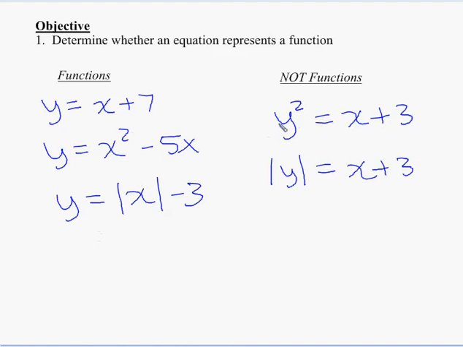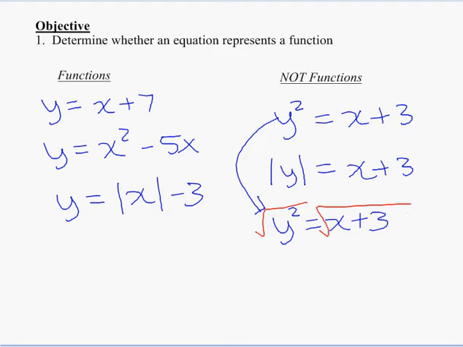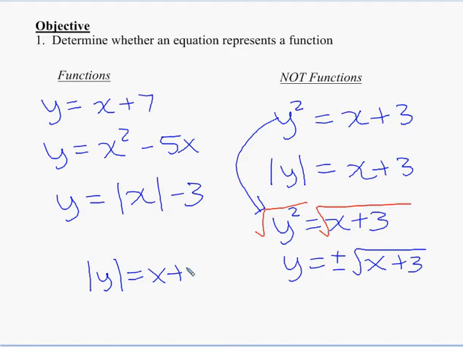But on these other ones, if you were trying to solve for y, let's just take this one for example, you would have to square root both sides. Anytime you square root both sides of an equation, you have to make it plus or minus. And the very fact that you have to change it into plus or minus means you've changed it into two separate y values. There's a y value that's a positive expression and a y value that's a negative one. Same thing with absolute value. If you have absolute value of y equals x plus 3, then when you break it out of the absolute value bars, you have to break it into two separate expressions.